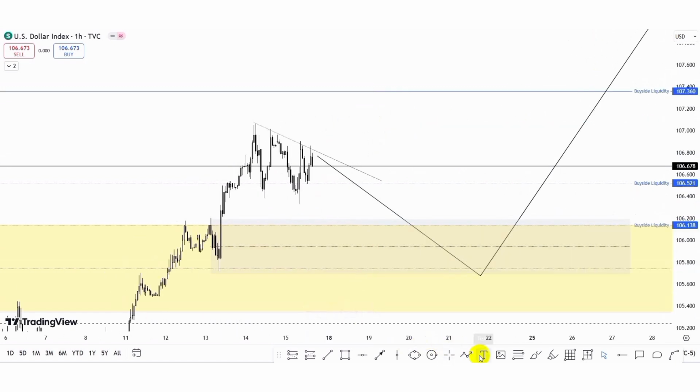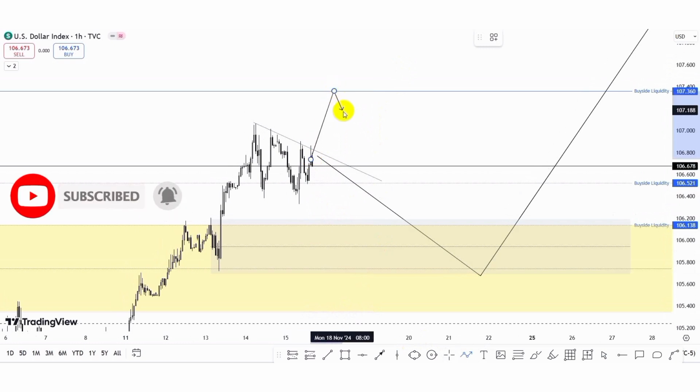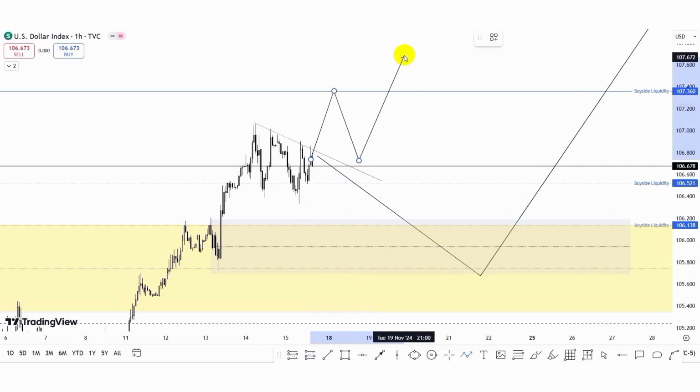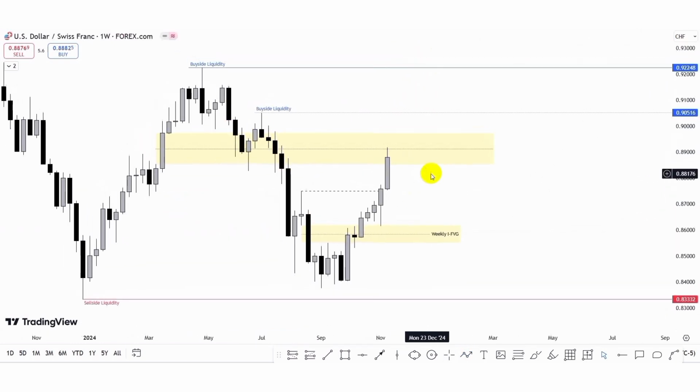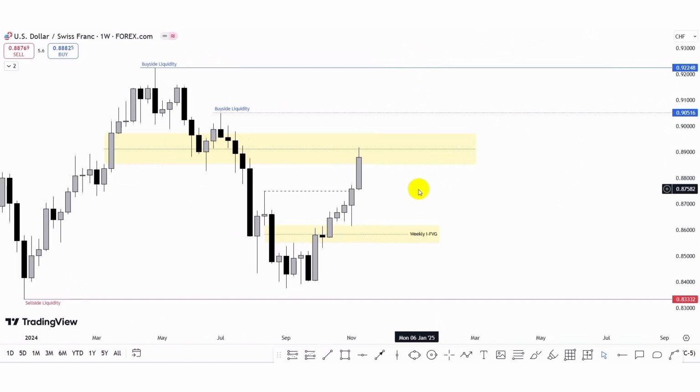Or we could see that price may continue bullish, and then I would wait to see that price may get reclaimed by this zone, and then we have the bullish continuation to the upside. This is the USDCHF here, and this is the weekly time frame.